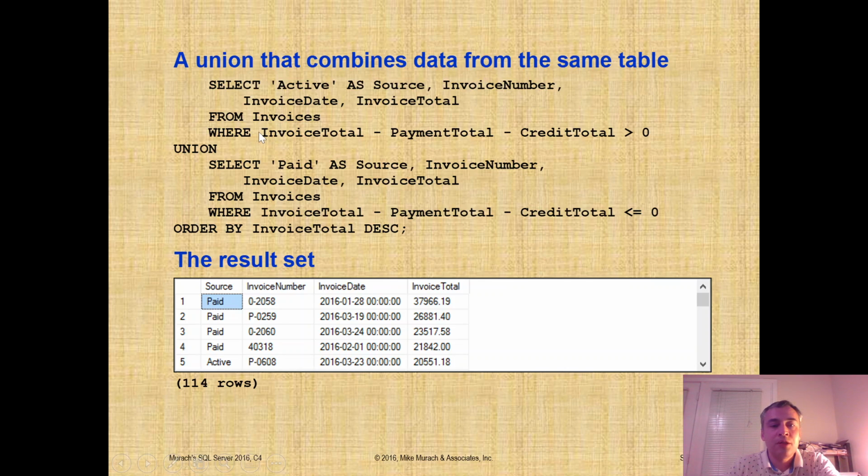So we are selecting those rows where balance due is bigger than 0. We are marking them as active in a column source, and separately we are selecting all the rows where balance due is less or equal to 0, and we are calling it paid in the source column. And then finally we order it in some way.